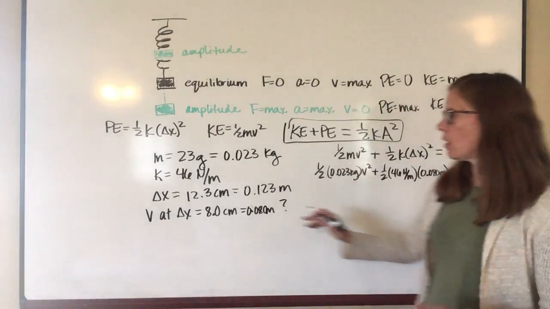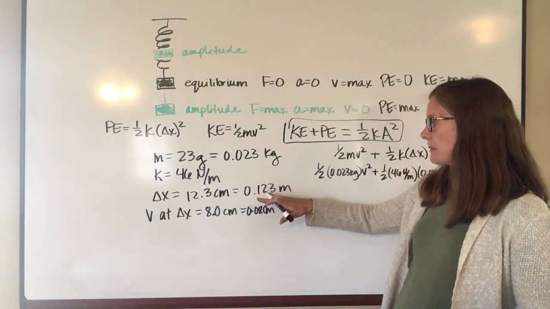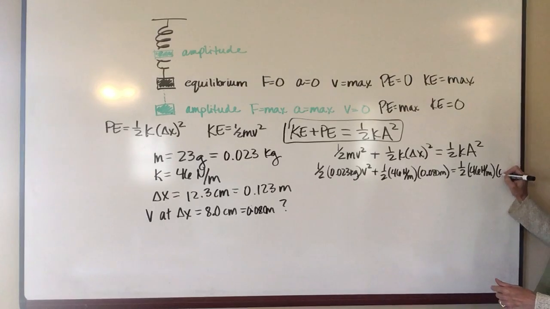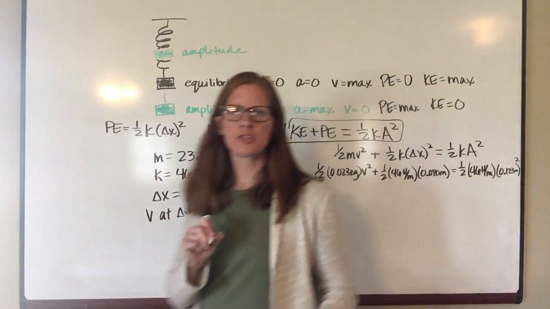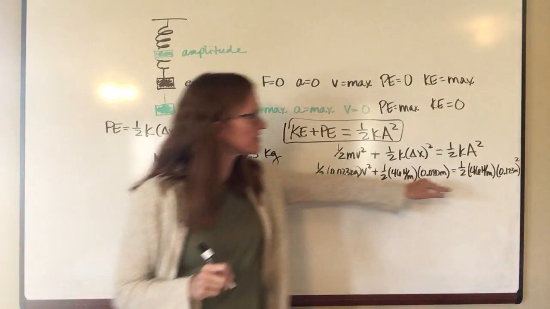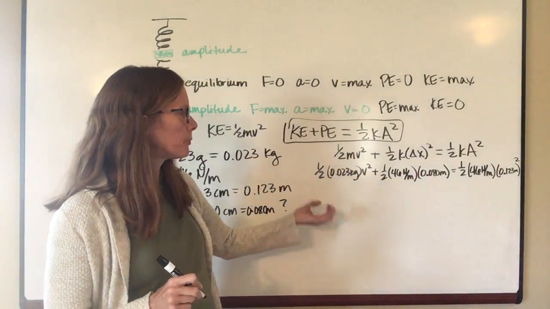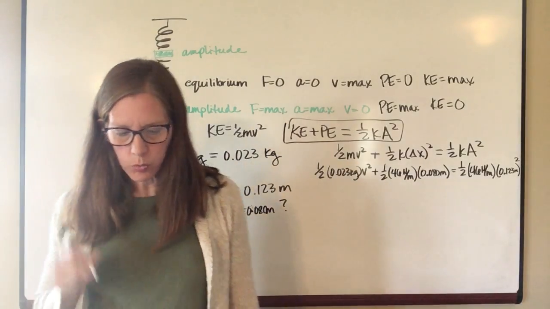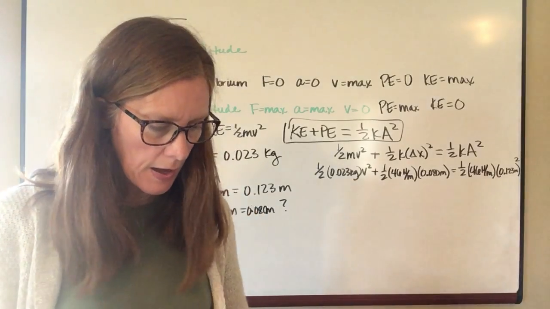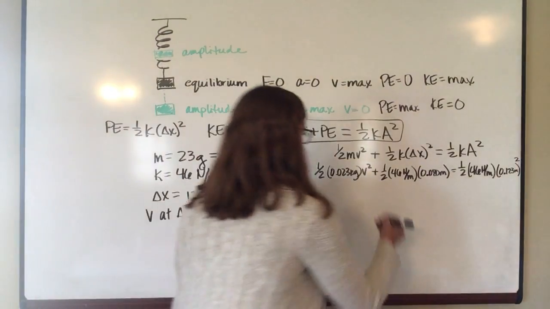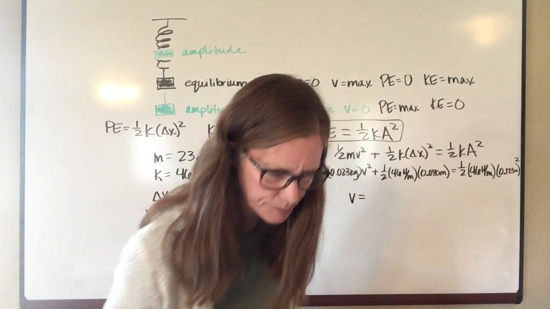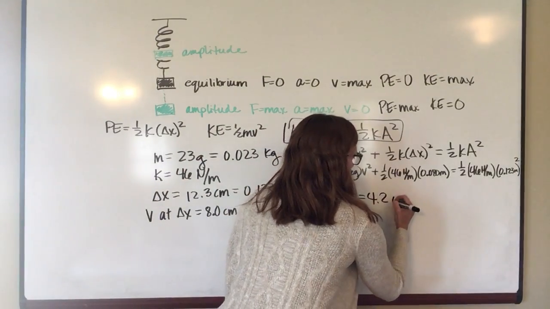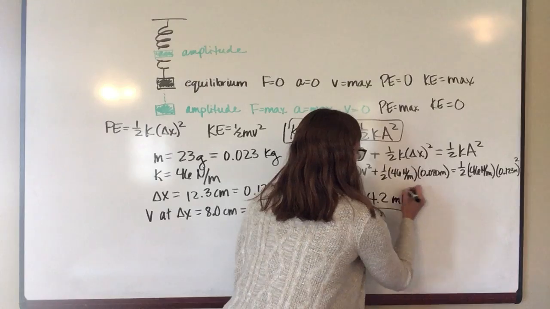And the amplitude was the delta X that I had when it was stretched at its max, which is 12.3 centimeters, or 0.123 meters. And then that has to be squared. Shoot, we almost ran out of space there, didn't we? All right, so I have all of this in here. Now it's just a matter of plugging in the numbers and chugging out the answer. Once you do all that math, you are going to end up with a velocity of 4.2 meters per second.